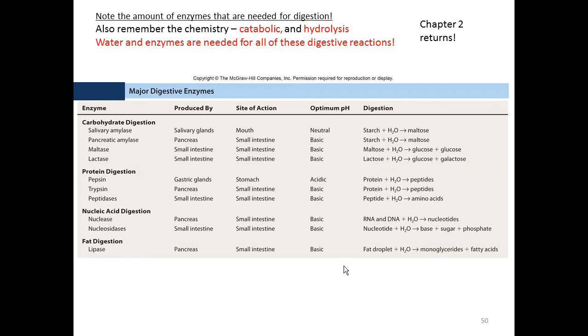And then you have fats. Lipase is the enzyme, but don't forget bile from the liver, because it emulsifies the fat so that lipase can work.